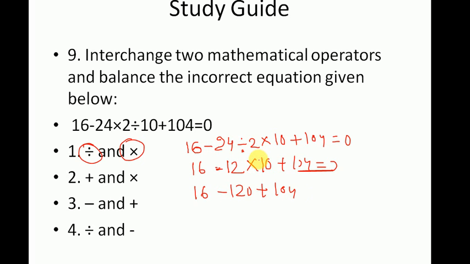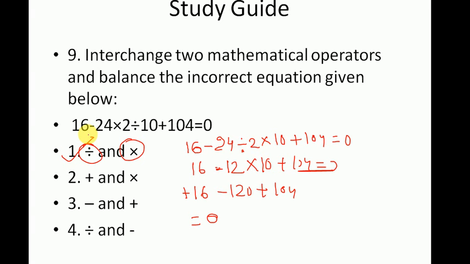Okay, and your calculation should be fast enough in the examination. Minus 120 plus 104. Now 16 plus 104, you can see here is a plus, here is a plus. So 16 and 104 are two positive signs, and if I add them, 104 plus 16 will be 120, and 120 minus 120 will be 0. So our first option is correct. No need to go to option 2, 3, 4.